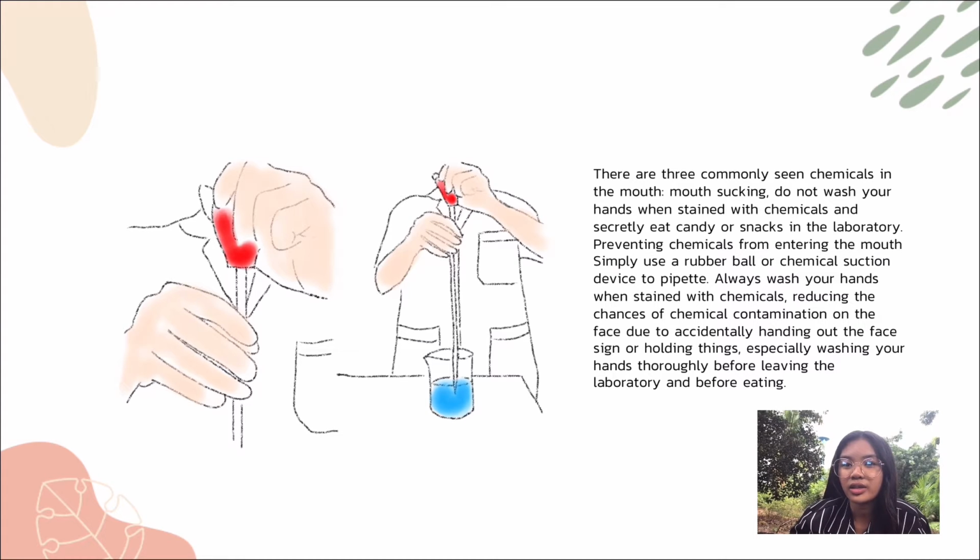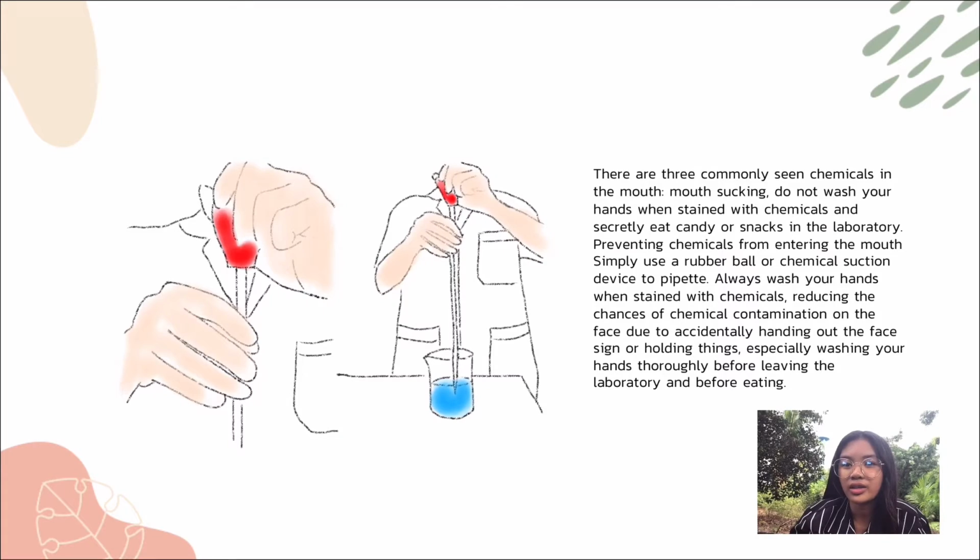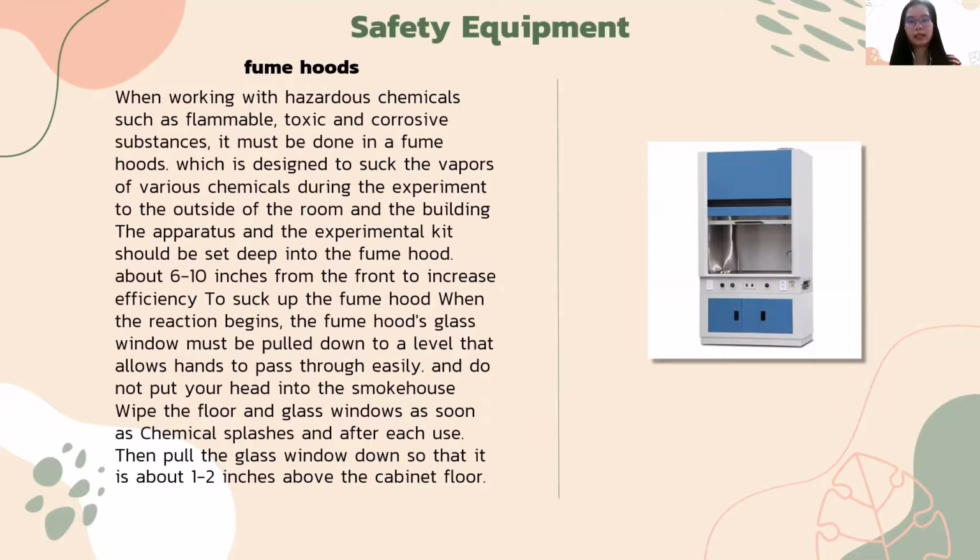And do not put your head into the fume hood. Clean the floor and glass window as soon as chemicals spread, and after each use. Then pull the glass window down so that it is about 1 to 2 inches above the cabinet floor.